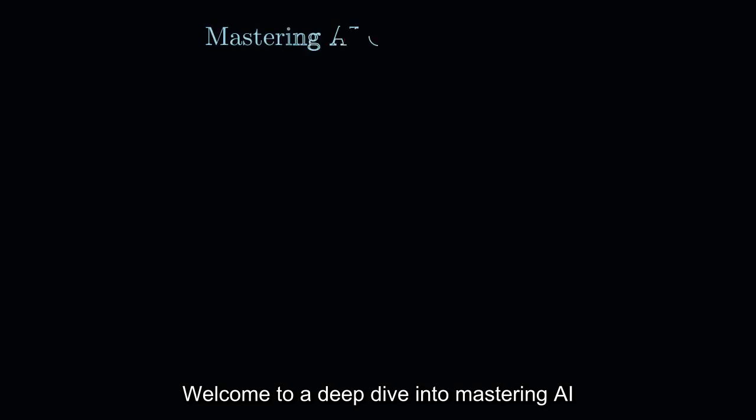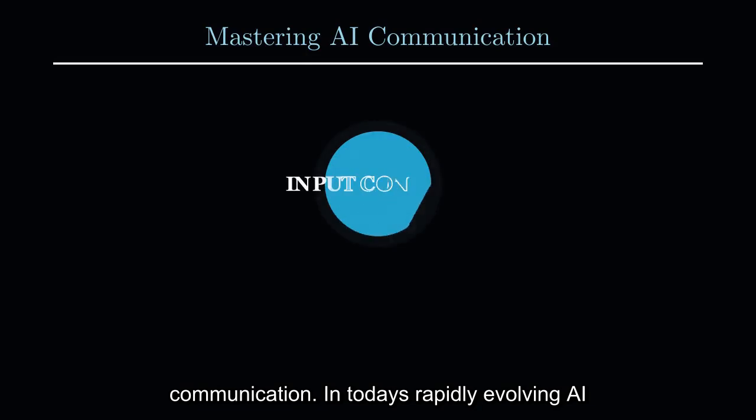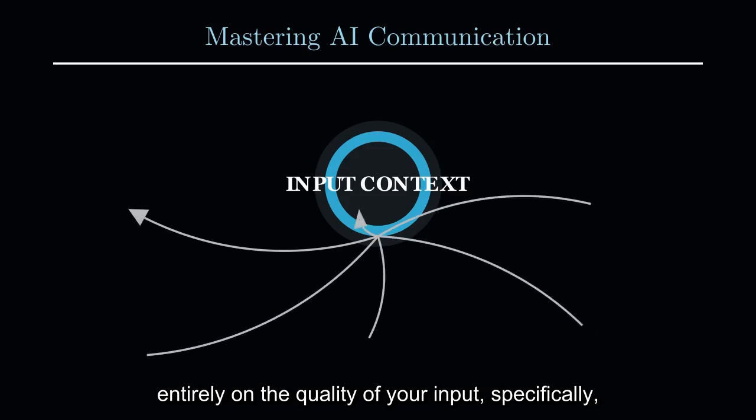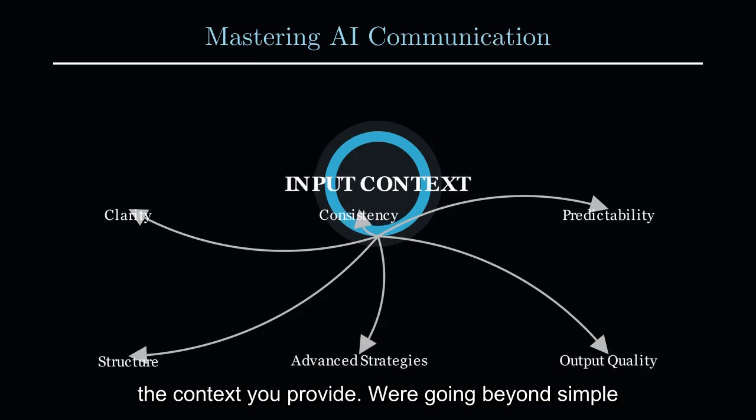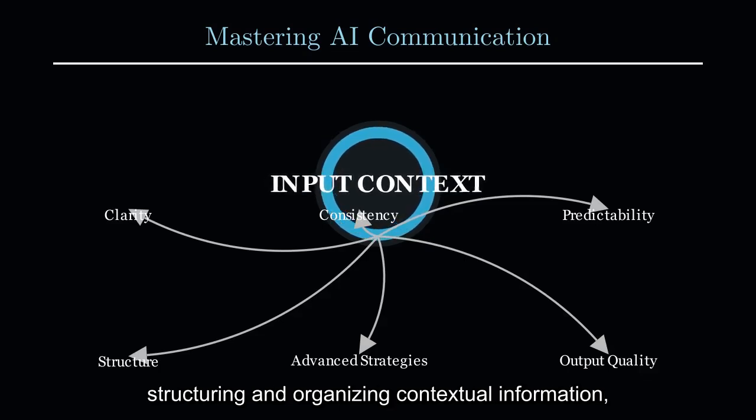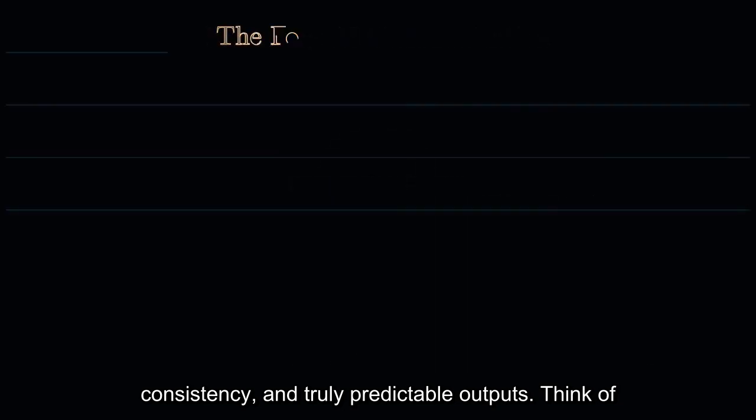Welcome to a deep dive into mastering AI communication. In today's rapidly evolving AI landscape, the quality of your output hinges almost entirely on the quality of your input, specifically, the context you provide. We're going beyond simple prompts to explore advanced strategies for structuring and organizing contextual information, ensuring your AI models deliver clarity, consistency, and truly predictable outputs.